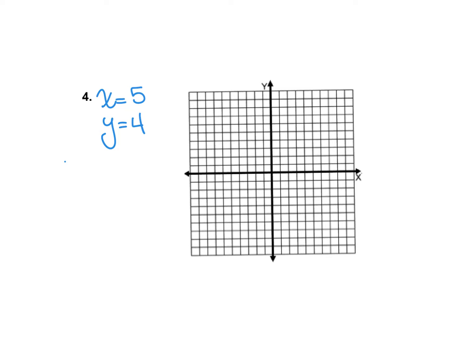All right, so for our last one here, we have x is equal to 5 and y is equal to 4.